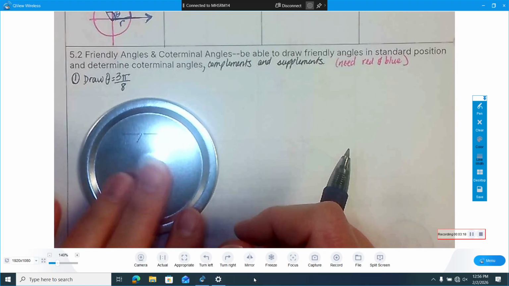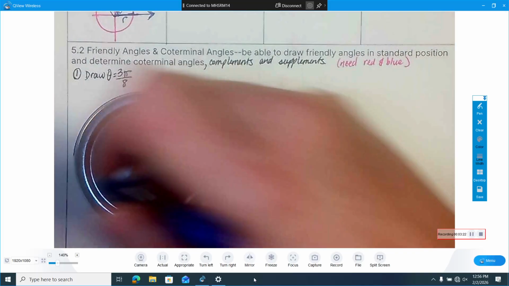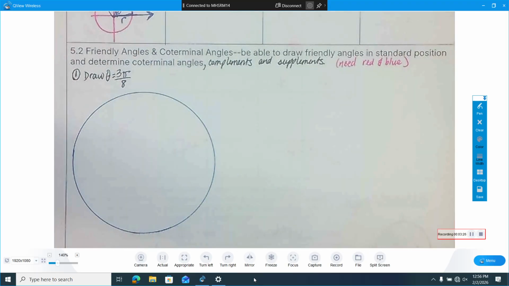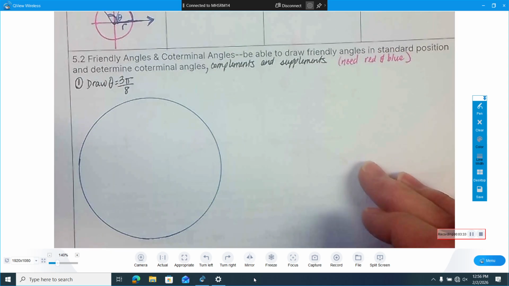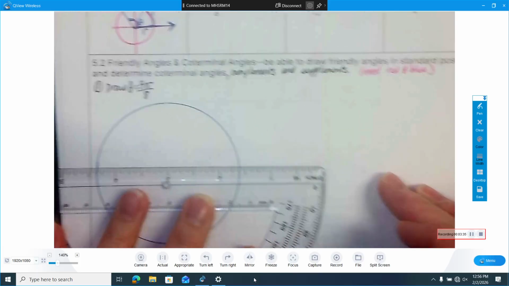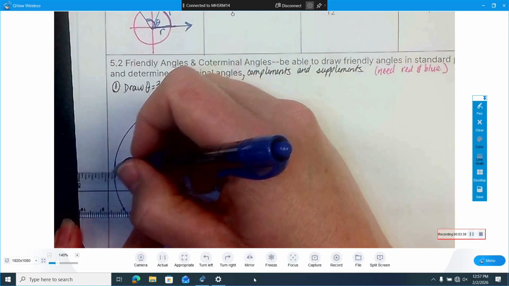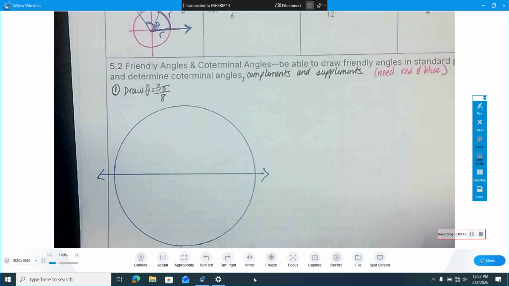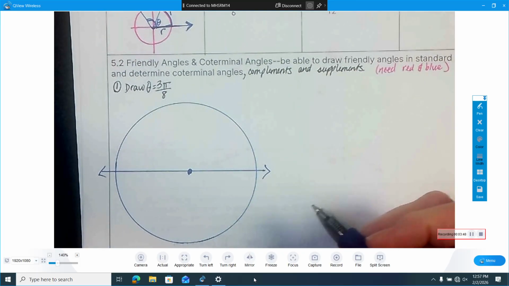So what I'd like you to do is take your jam jar lid, and we're going to trace it. So hold it tight and trace around it. And then I would like you to take your straight edge, and we're just going to draw our horizontal axis. As close to center as you can, I just want you to draw your x-axis. So this is our x-axis. And maybe I'm going to mark the center. We're going to pretend the center is right here.